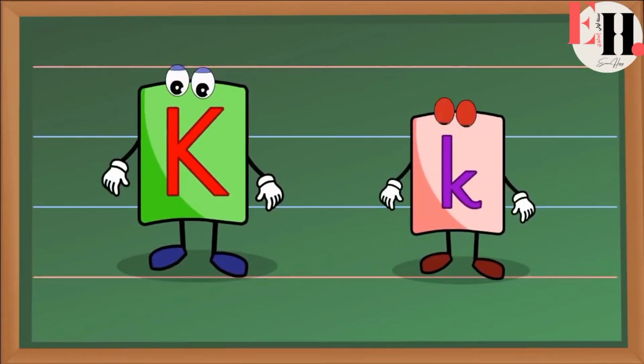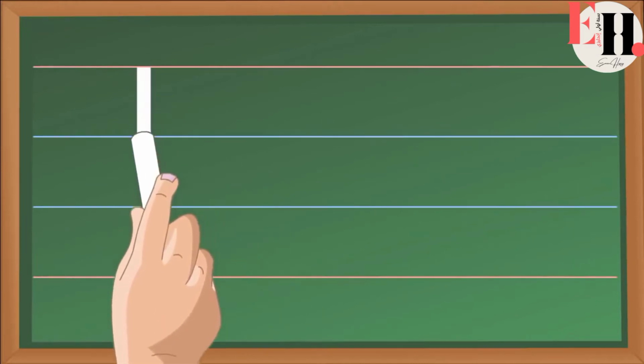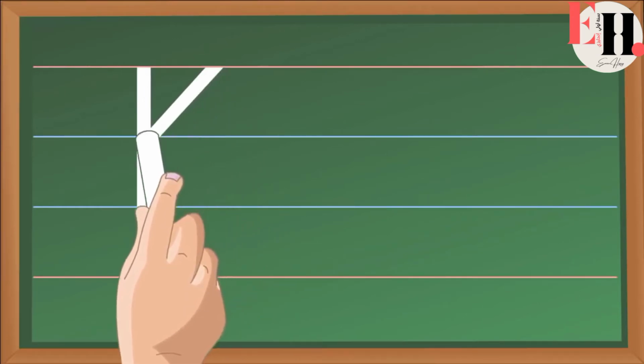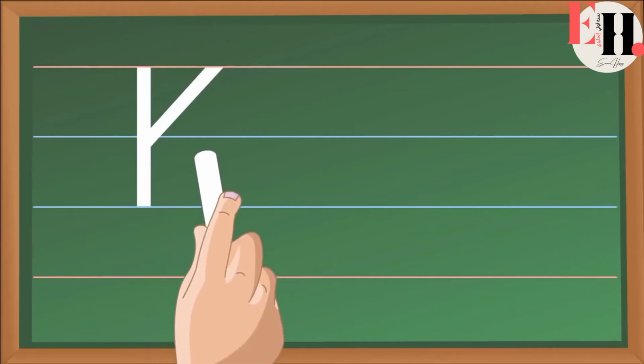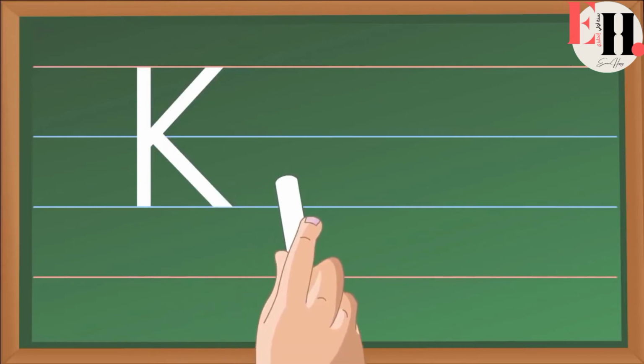K. Capital K. Start from the top and draw a standing line down. Go back to the top and make a downward slanting line to the left. Then make a downward slanting line to the right till the bottom.